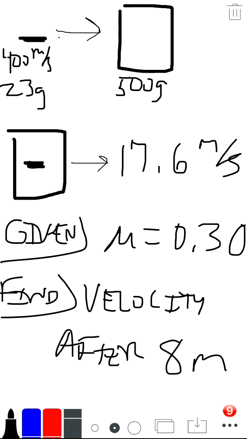In this problem, we're given that the coefficient of friction on the surface that this is sliding upon is 0.3, and we're asked to find the velocity after this block and bullet combo travel 8 meters.